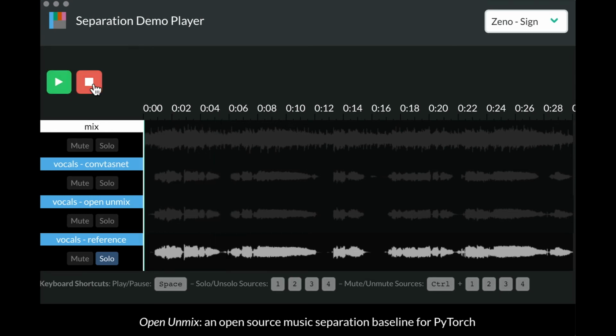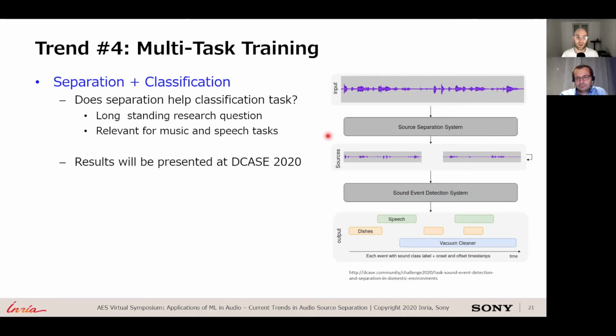I think from this it's clear that the spectrogram model has more pleasant artifacts. Another trend is to combine source separation with other tasks, such as classification tasks. And this is a long-standing question we have in audio separation and many related tasks, which is, given we have a perfect separation system, would we then be able to get a better classification system or a better recognition system for speech, for example?